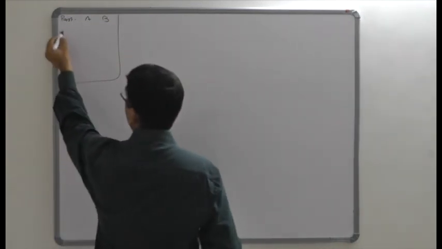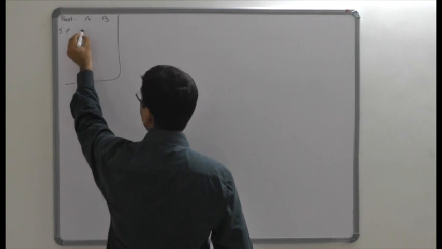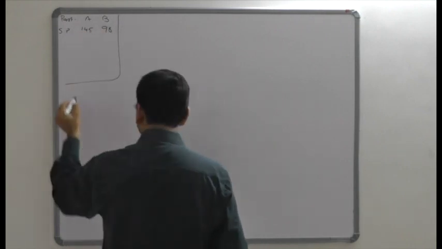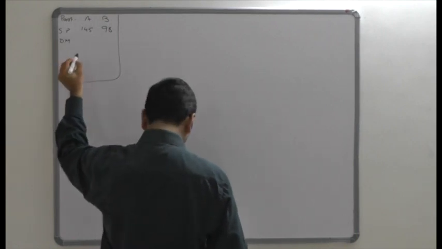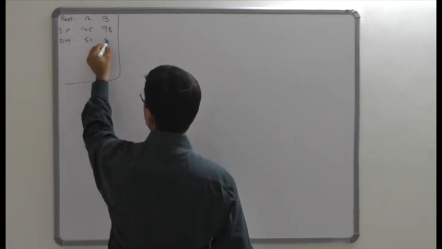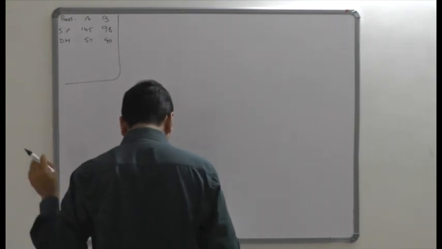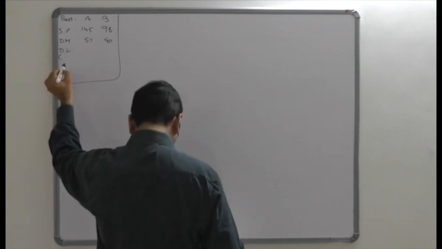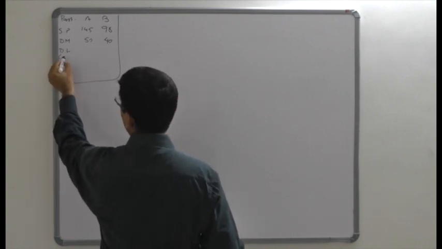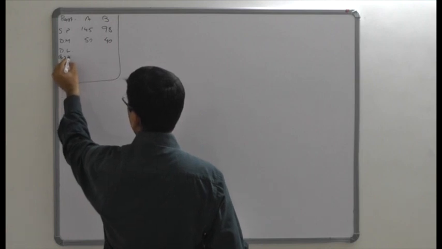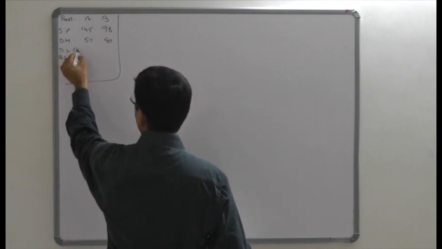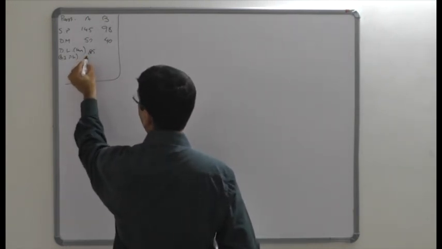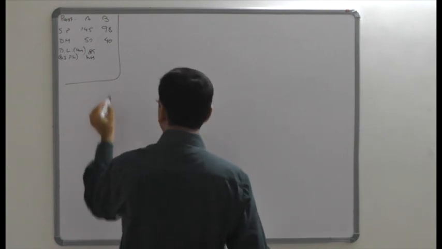The information is, the sales price is given for A is 145 and for B is 98. Then the direct material is used, given here as 50 rupees and 40 rupees. That is, all information is given per unit. Then direct labor, and in brackets it is mentioned the wage rate is 1 rupee per hour. So direct labor is given in hours instead of rupees, that is 25 hours and 10 hours.